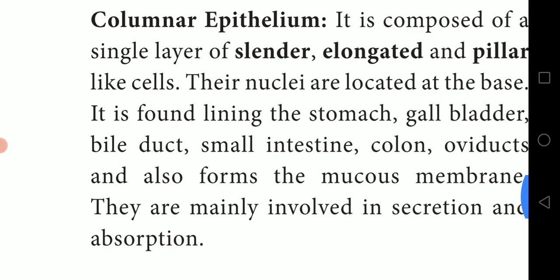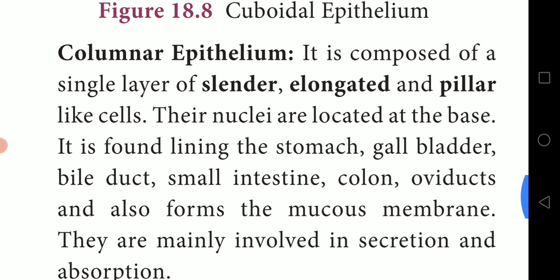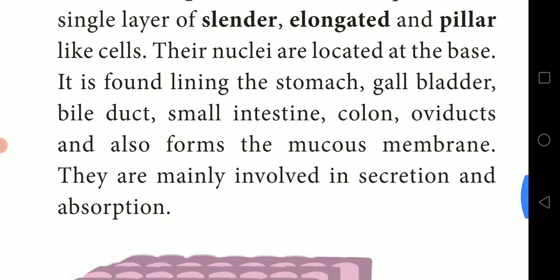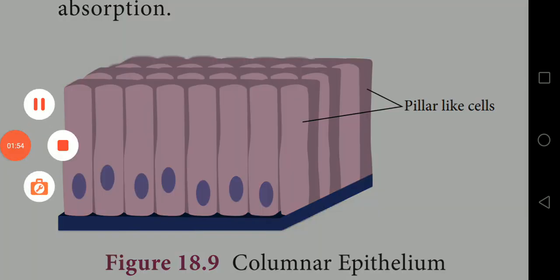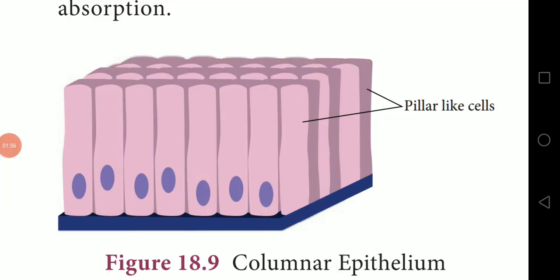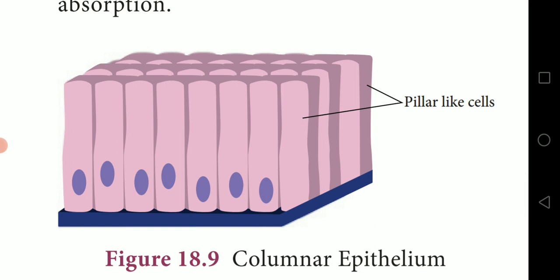The next topic is columnar epithelial tissue. Here is the structure of columnar epithelium. It is composed of a single layer of slender, elongated, pillar-like cells. Their nuclei are located at the base.